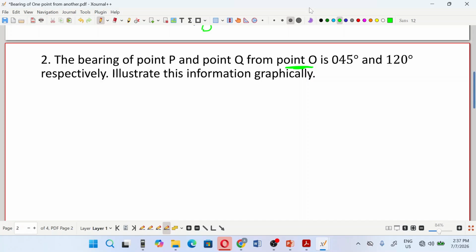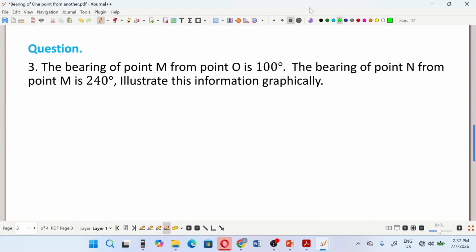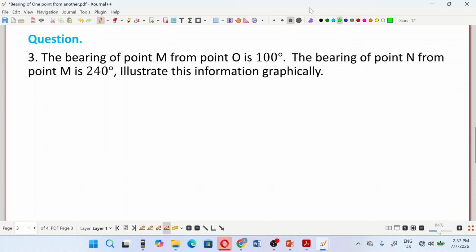Right, so let's look at the second example. The second example says the bearing of point M from point O is 100 degrees. Right? And the bearing of point N from point M is 240 degrees. Illustrate this information graphically. Now, this is different. Look at this.